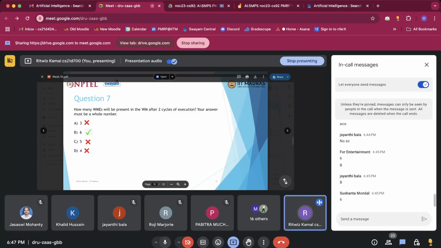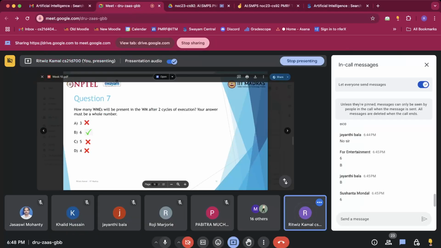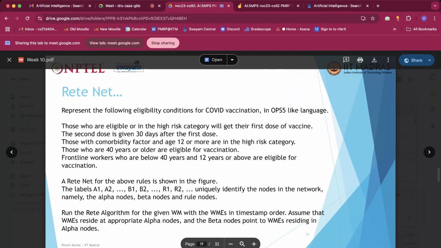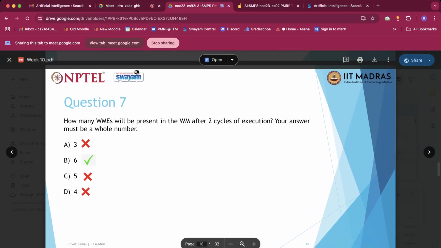Exactly, that's right, Khalid. Make means add that new element to the working memory. Okay. Any other questions in this problem before we move on to a slightly more involved problem? Okay, that's great. Now let's move on to the next couple of, yeah, sure, sure.